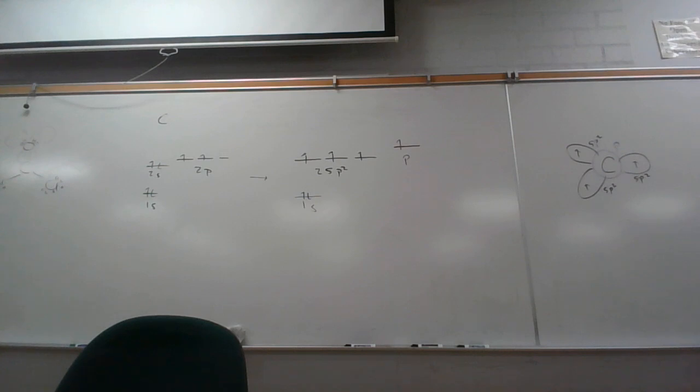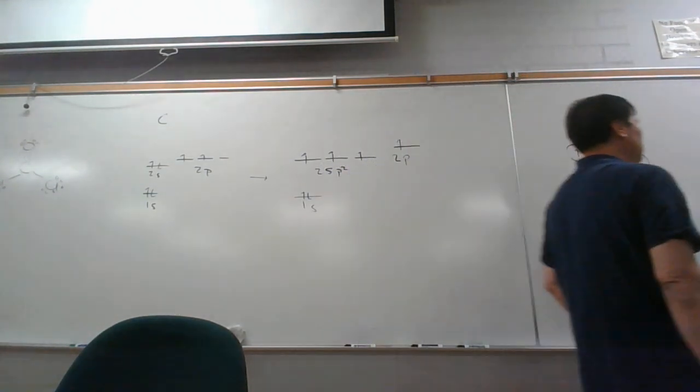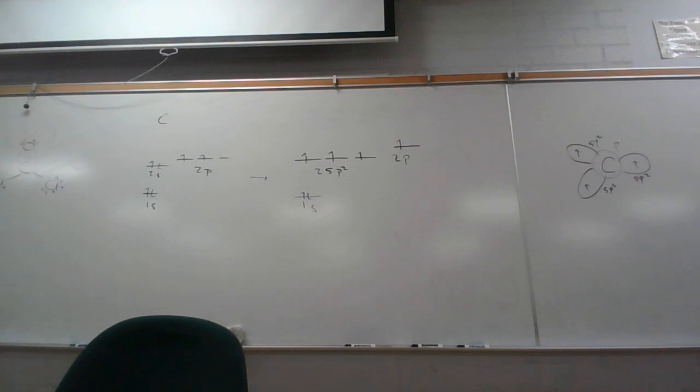sp2 hybridization. And so 1s stays, but in the valence shell, I'm going to have sp2s and 1p. So this is 2p here. And then the way I'm going to fill this depends on what I see in the Lewis structure. So I have 6 valence electrons. 1, 2, 3. Okay, where should I put the 4th? Well, it looks like the 4th I'm going to pair up.